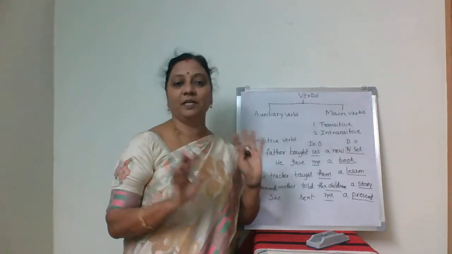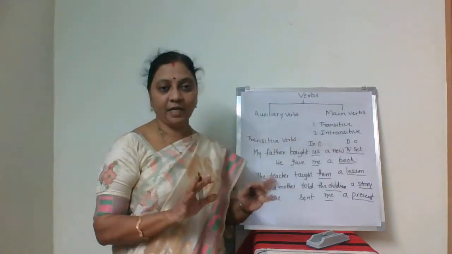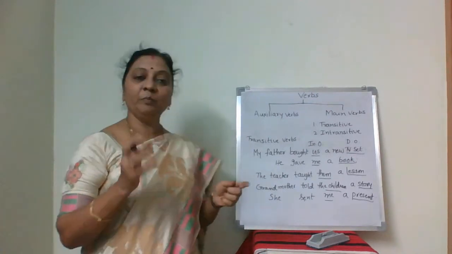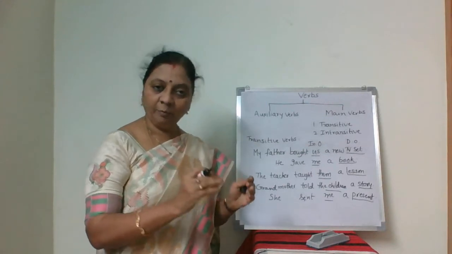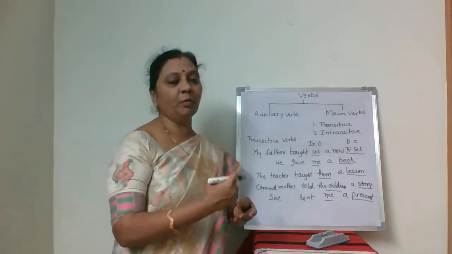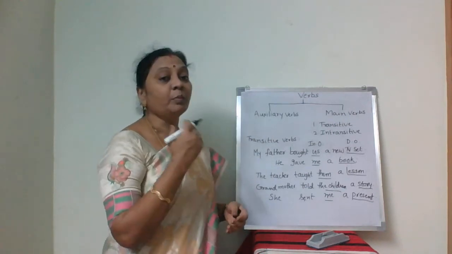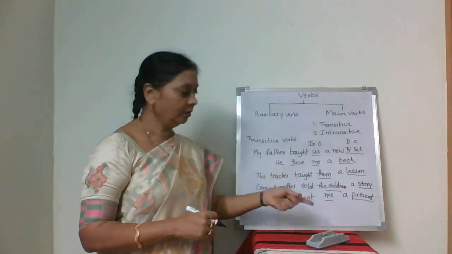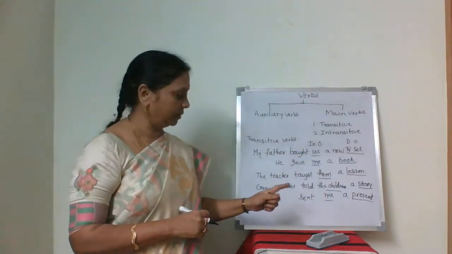What is the direct object? Like that, if you remember, it is easy. What is the direct object? Whom? Indirect object. He gave me a book. He gave a book. What did he give? He gave a book. But whom did he give? He gave me a book. So book is the direct object, me is the indirect object.